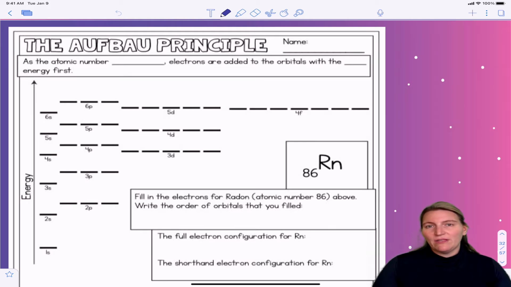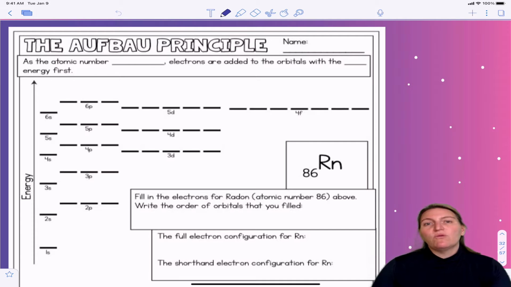So our last video in this chapter, we're wrapping up everything about electron configurations with finally figuring out what is the order that the orbitals are filled. It seems as though they start with the 1s and then the 2s and then the 3s and then the 4s. But as we saw in the last video, the 4s gets filled before the 3d. So there's something else going on.